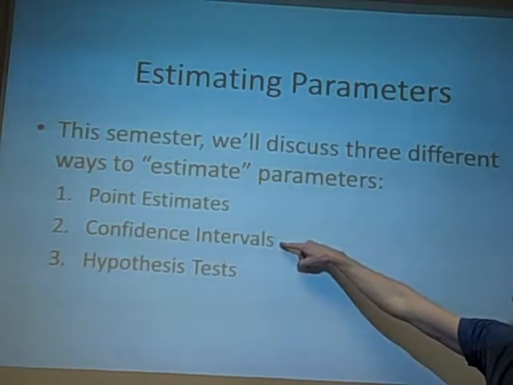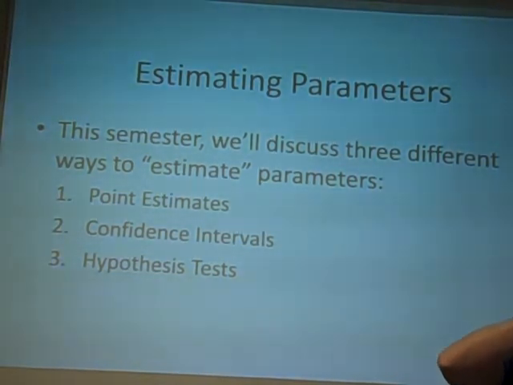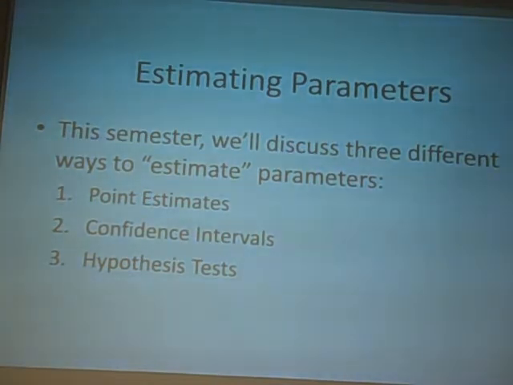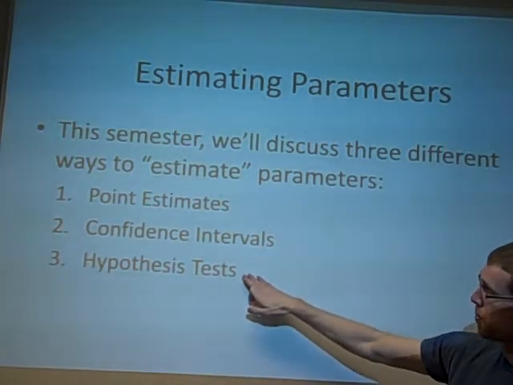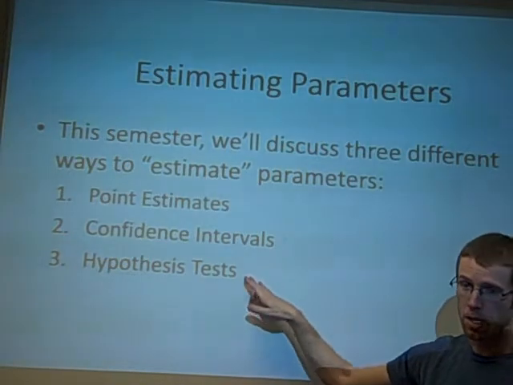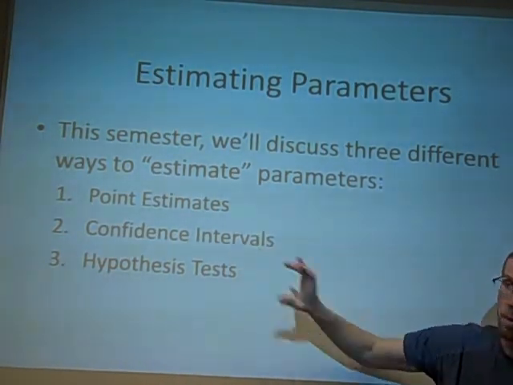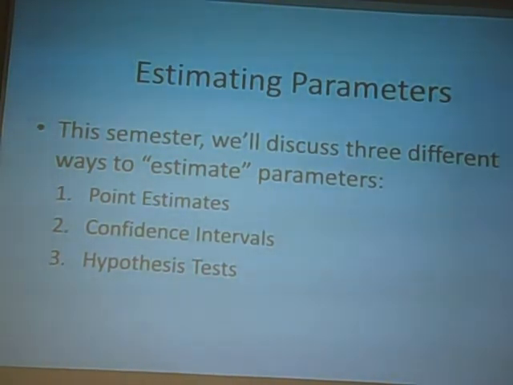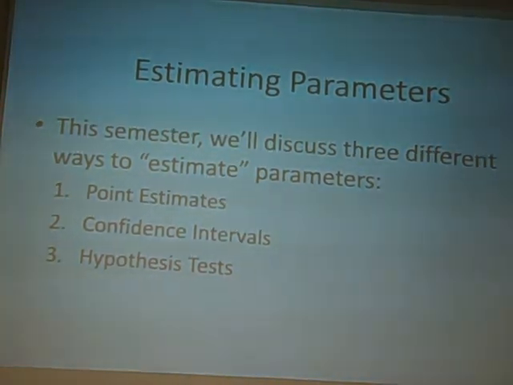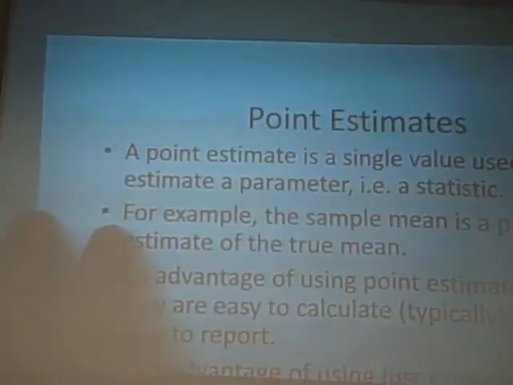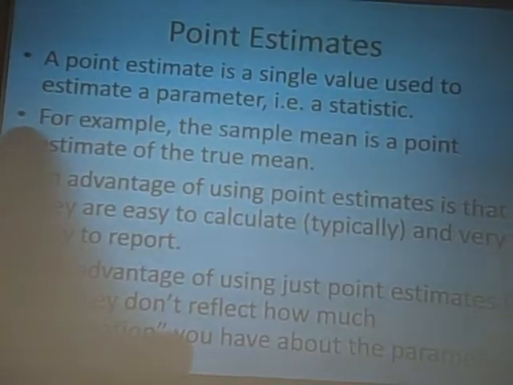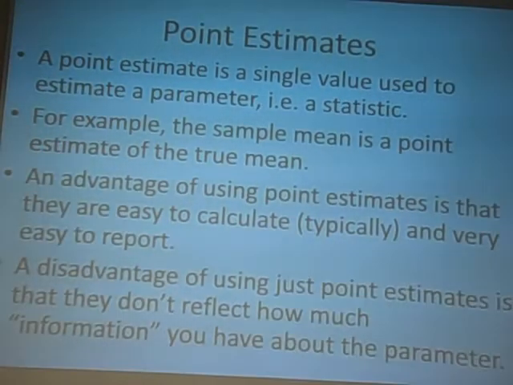This unit, we're going to talk about confidence intervals, which is another method for estimating parameters. I'm just going to briefly mention hypothesis testing, but that's really Unit 4. So Unit 3 is confidence intervals, Unit 4 is hypothesis tests. So a little bit more detail on point estimates.